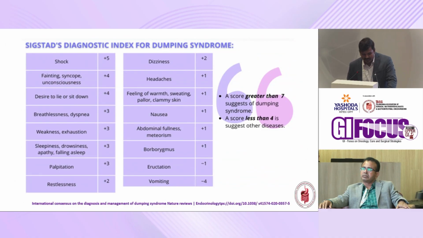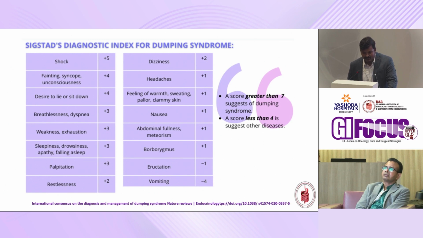So there is a scoring system for dumping syndrome, which is the Sigstad scoring system. If the score is more than 7, it is more of a dumping syndrome. If it is less than 4, we have to rule out other causes.